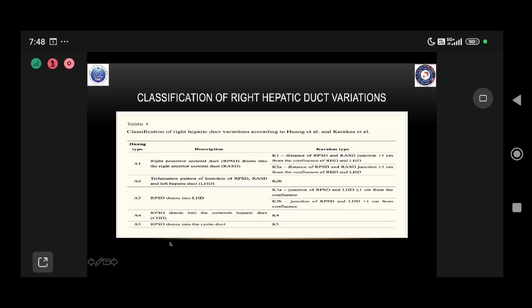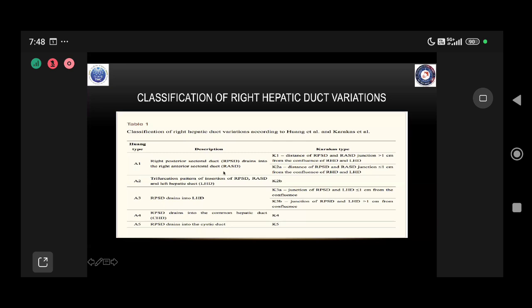Bile duct variations are the most common. Remember that if you have a variant arterial or portal vein anatomy identified preoperatively, it is almost 100% that you will have a bile duct variation. You may have a bile duct variation irrespective of whether you have an arterial or portal vein variation, but there are different classifications for right and left. This is the Yuan classification, which is mostly used for right, and there is another for the left.